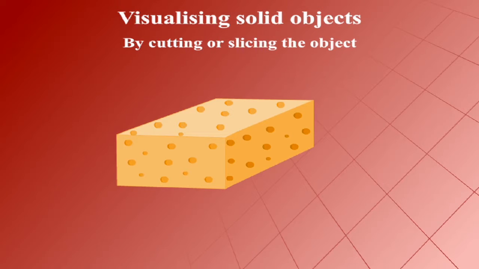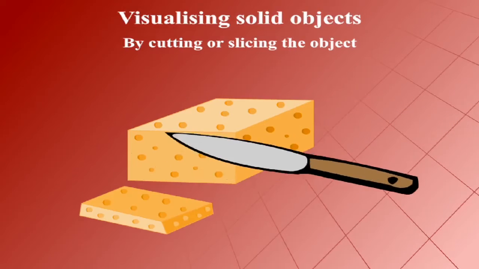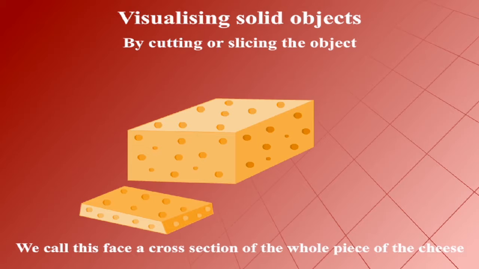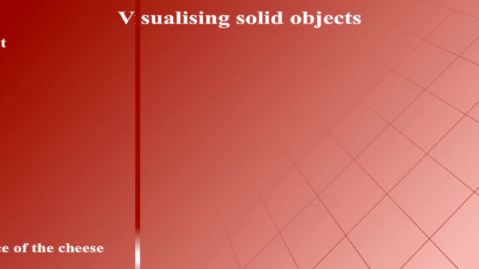It is like a cuboid with a square face. You slice it with a knife. When you give a vertical cut, you get several pieces as shown here. Each face of the piece is a square. We call this face a cross-section of the whole piece of the cheese. Beware, if you do not cut it vertically, you may get a different cross-section.